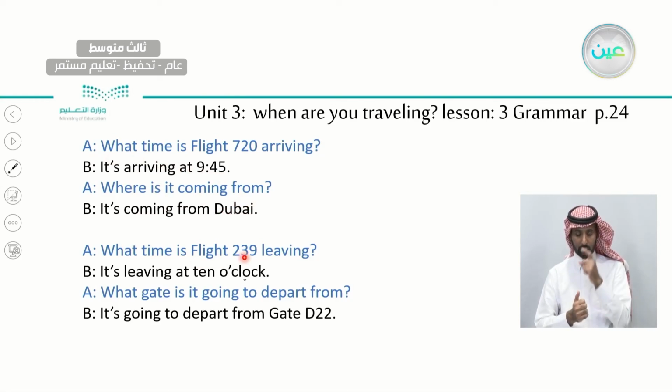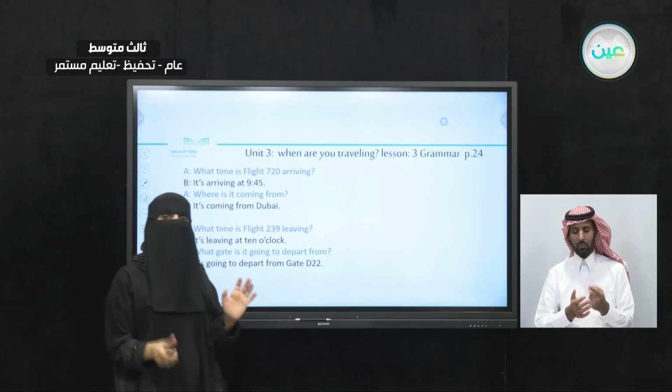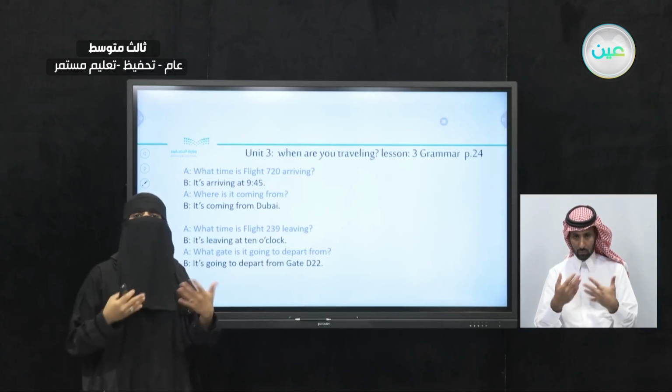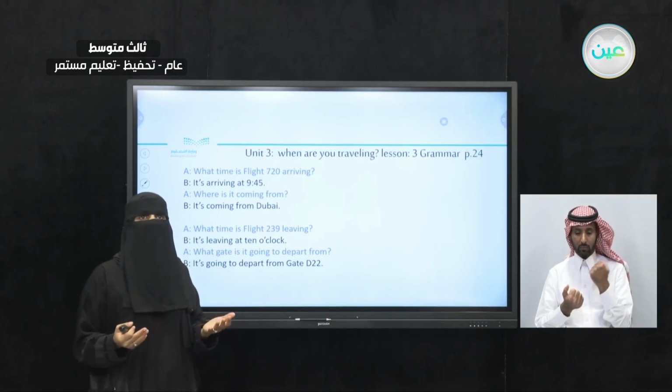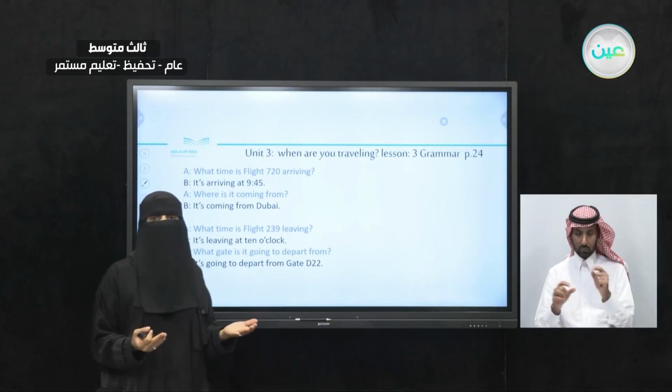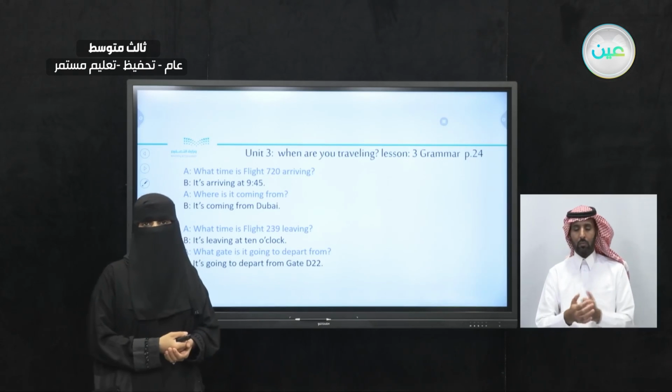What time is flight 239 leaving? So you have to look at the departure table, not the arrivals, the one in blue. It's leaving at 10 o'clock. What gate is it going to depart from? It's going to depart from gate D22. So look at the two tables and try to make up other questions. This is speaking practice. I want to see how you form questions using the present progressive to ask about the flights, okay?